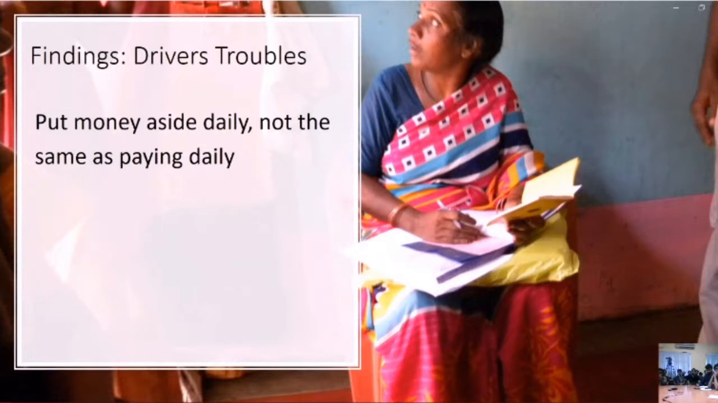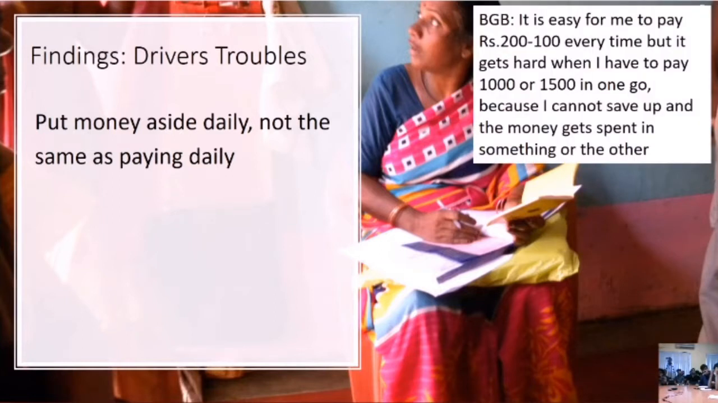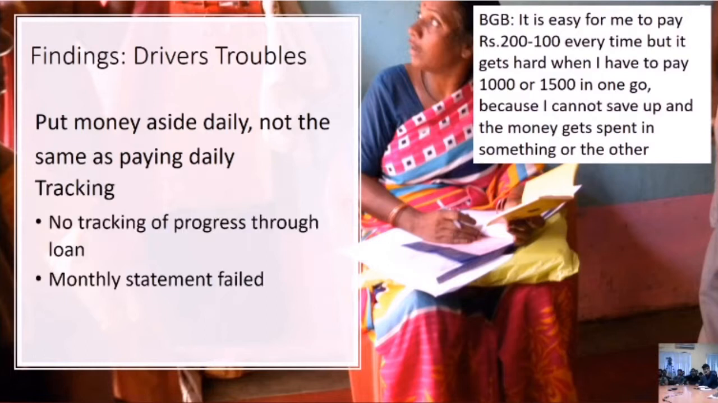So, turning to the findings. All drivers put money aside daily, but putting money aside daily is not the same as paying daily. Money might get spent, or drivers may put less aside after a bad day. So as one of the drivers says, it's easy for me to pay 200 or 100 rupees, but when I have to pay more in one go, I can't save up. The money gets spent on something or another. Okay, and one of the points with this is that most drivers were behind in their loan at some point, and many of them were chronically behind.